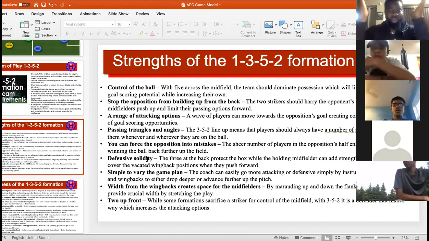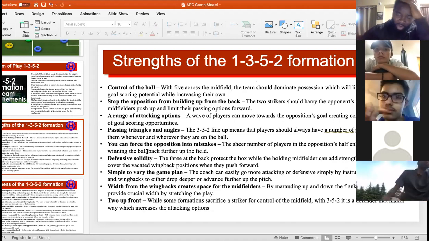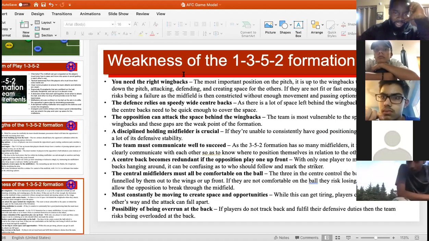We should create width and depth. Our wing backs should create space for the midfielders. Our two up-front players should be strong and fast. They should take the defending player on so that we can create space for our number 10 to get in there. So these are our advantages in playing in our system.